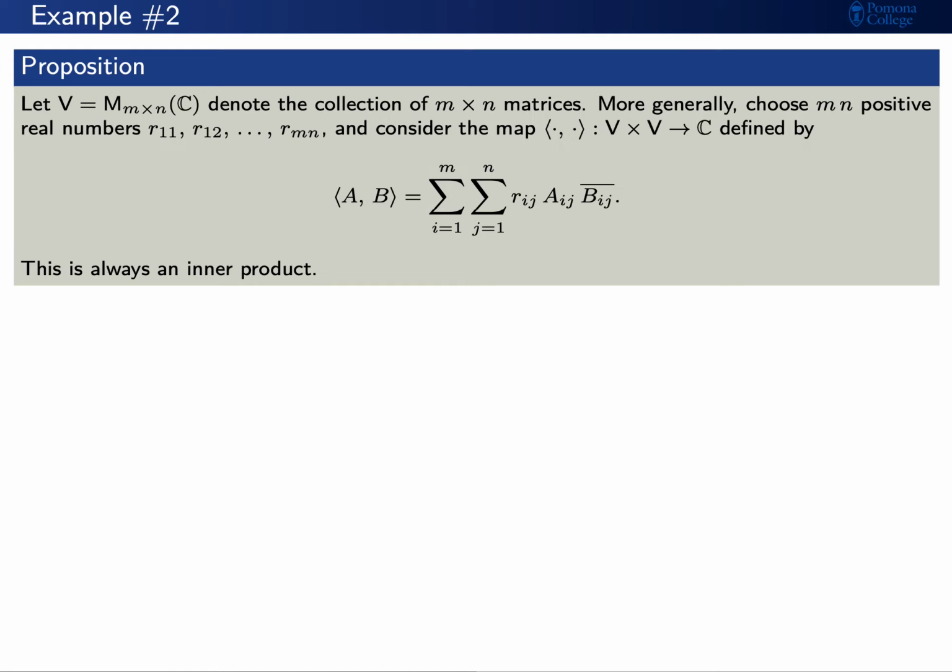Let's generalize this even further. Let's say now that V is the collection of m by n matrices. More generally, let's pick m times n positive numbers r sub ij, and let's consider our new map, angle bracket, which takes two matrices, A and B, and writes down the number that you see here on your screen. Here we'll sum over row i and column j of the product r sub ij times A sub ij times B sub ij conjugate. The claim is that this is always an inner product.